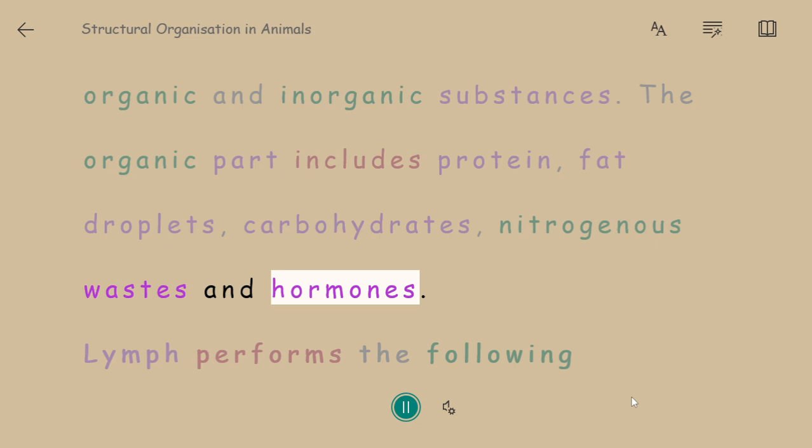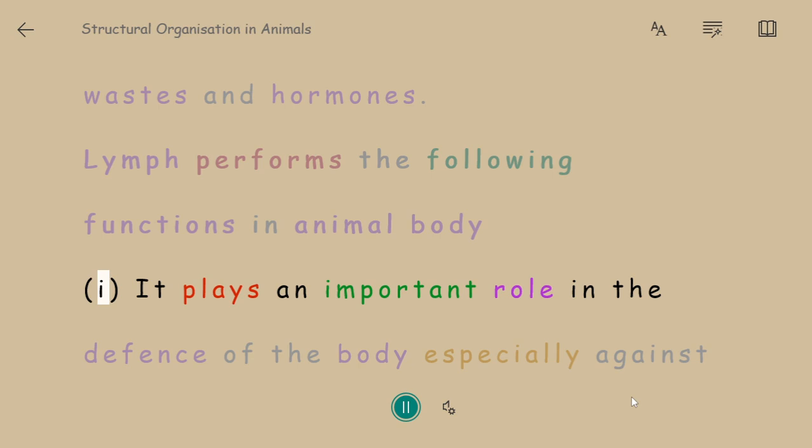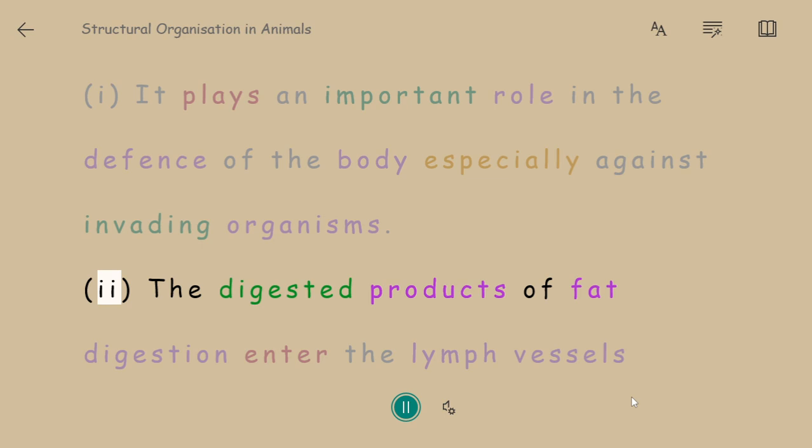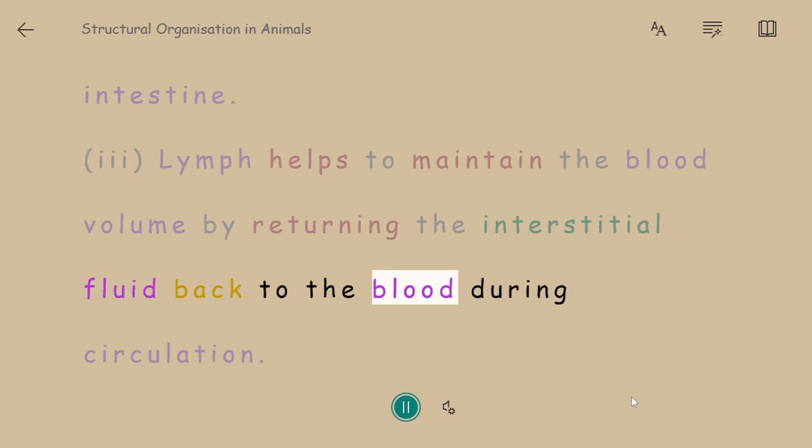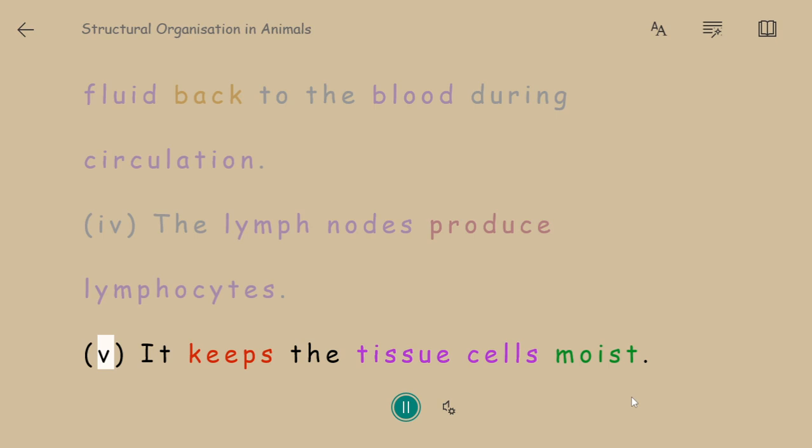Lymph performs the following functions in the animal body. 1. It plays an important role in the defense of the body, especially against invading organisms. 2. The digested products of fat digestion enter the lymph vessels present in the villus of the small intestine. 3. Lymph helps to maintain the blood volume by returning the interstitial fluid back to the blood during circulation. 4. The lymph nodes produce lymphocytes. 5. It keeps the tissue cells moist.